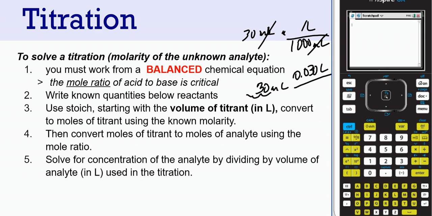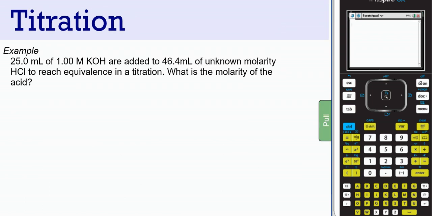But this makes more sense when we talk it through. So here we go. 25 mils of 1 molar potassium hydroxide are added to 46 mils of an unknown molar hydrochloric acid solution. So I urge you immediately to recognize your titrant's the thing you have a volume and a molarity of, and your analyte's the thing that has an unknown value. We're going to write our reaction.